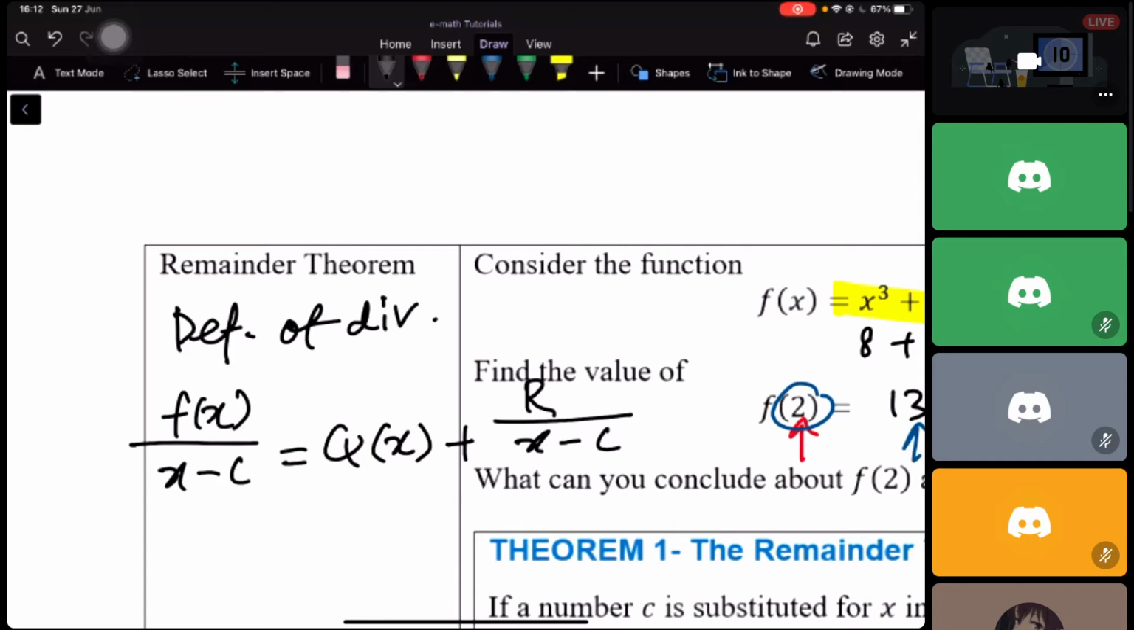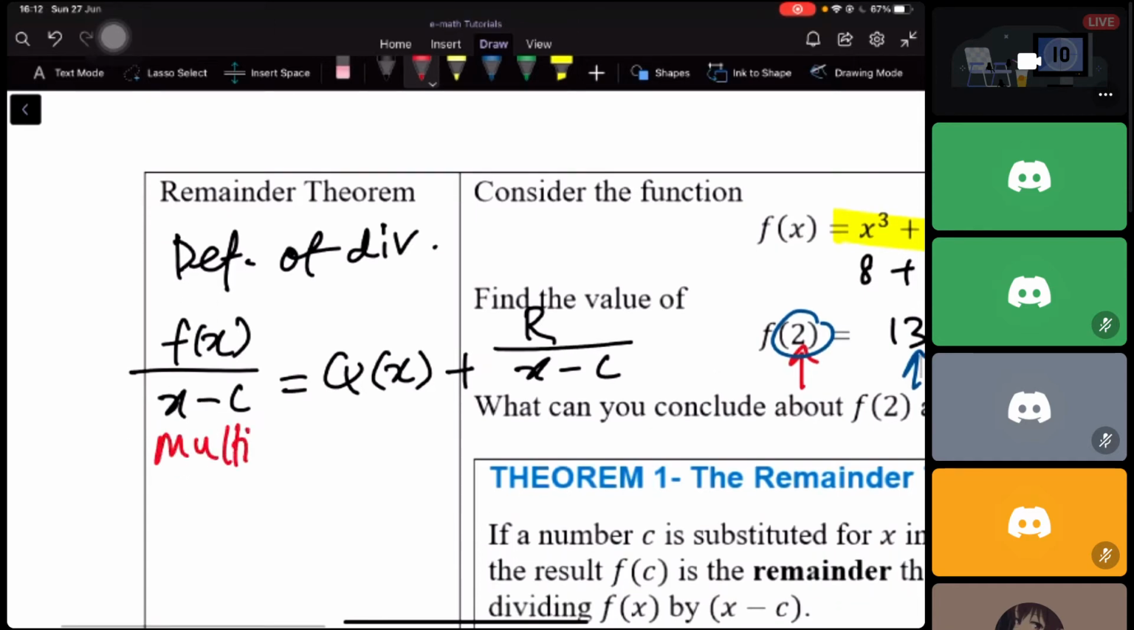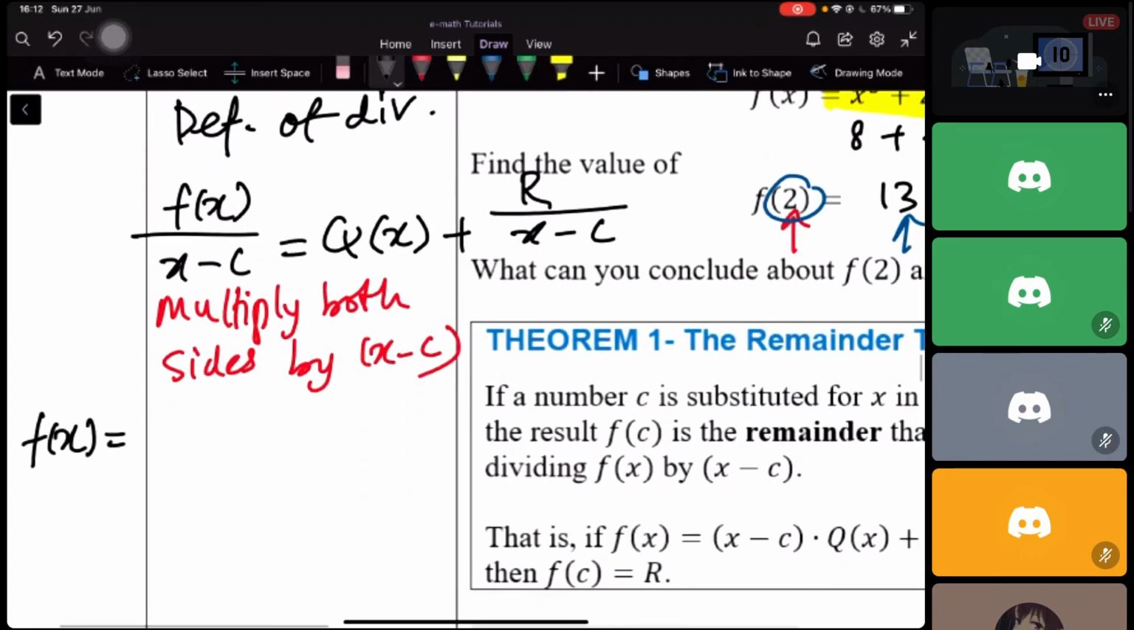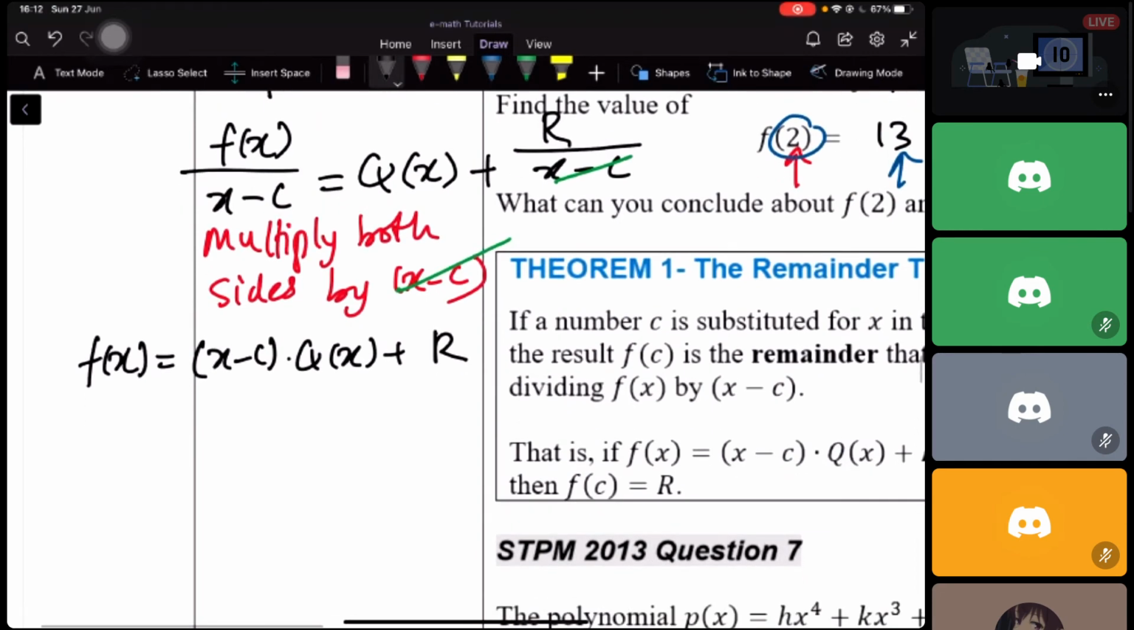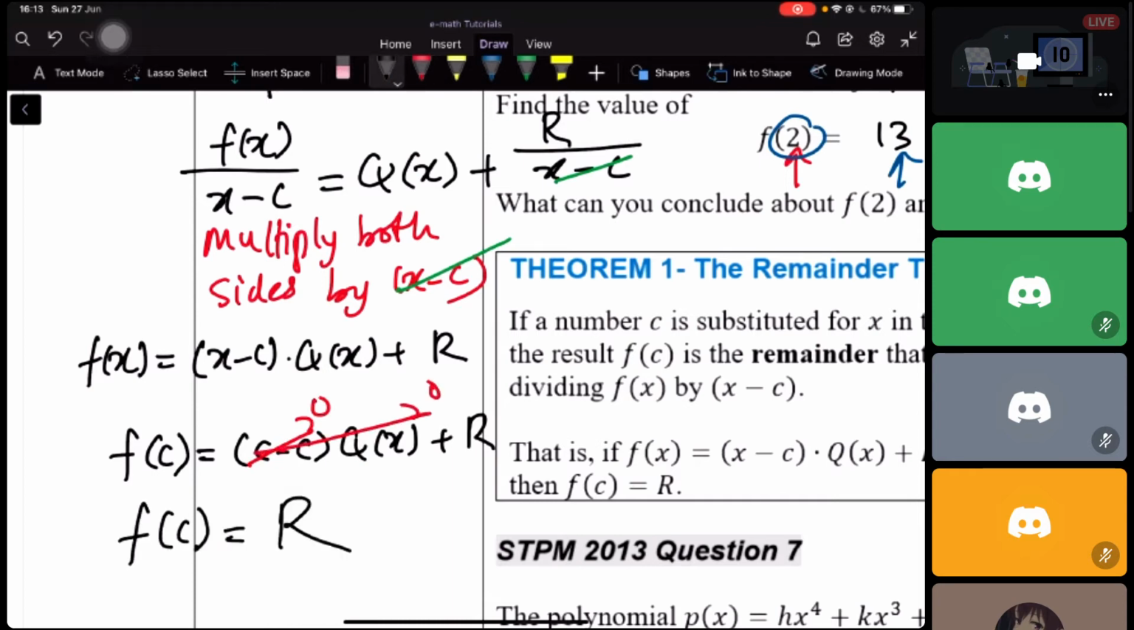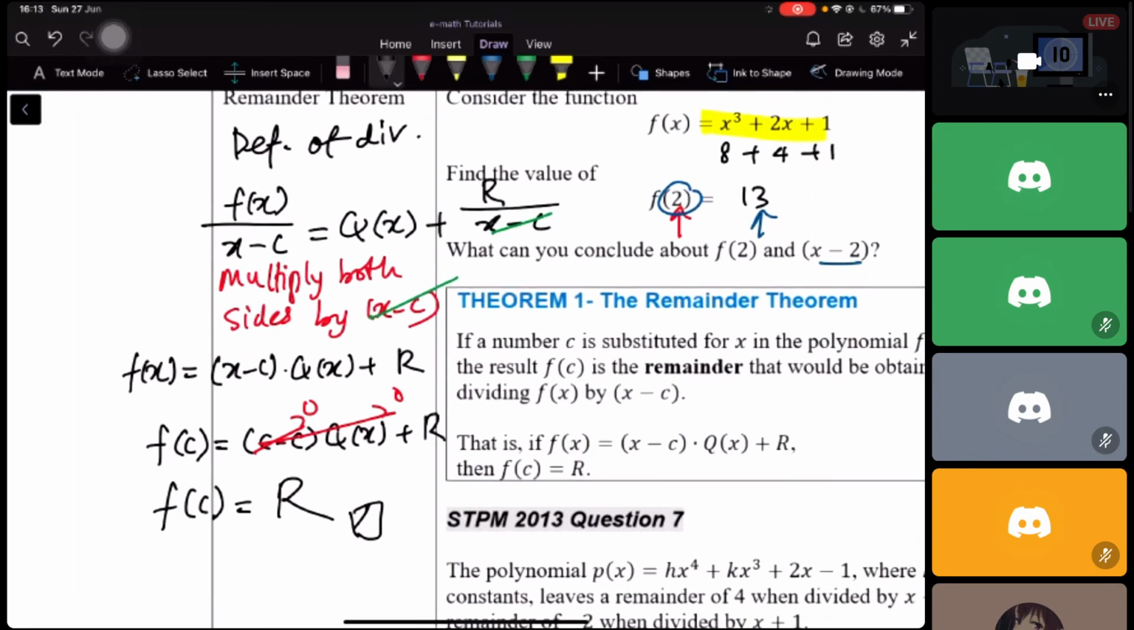Remainder over denominator. And now I multiply both sides by x minus c. I get f of x equals x minus c times q of x plus r, right? This x minus c and this x minus c cancel out each other. And what happens when I substitute c for x? What is f of c? It is c minus c times q of c plus r. c minus c is 0. 0 times anything is 0. So f of c is r. And this is your remainder theorem.